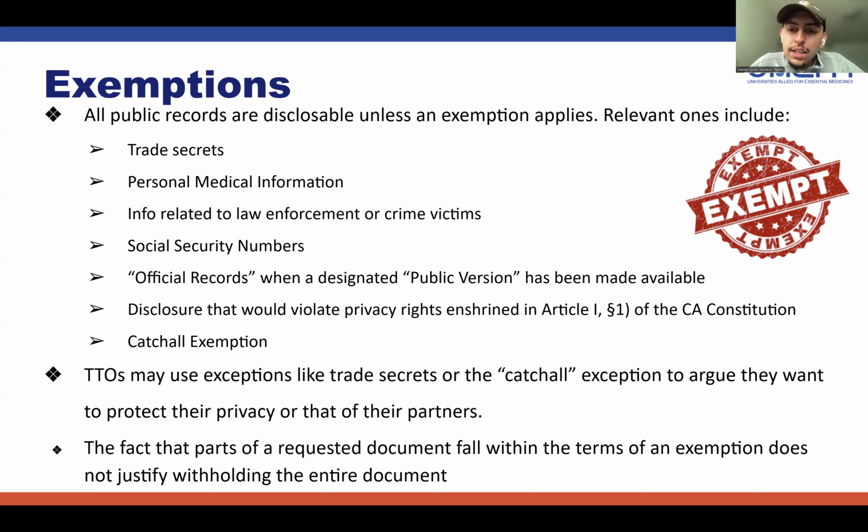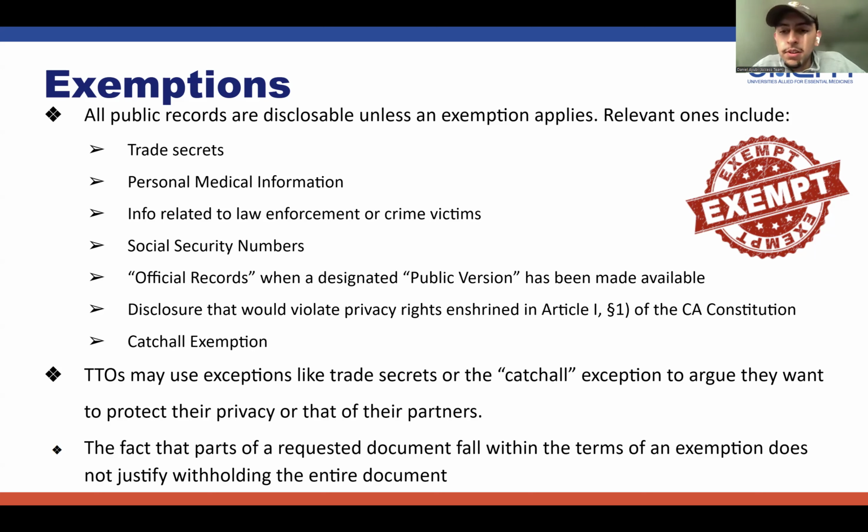A disclosure that would violate privacy rights enshrined in the California Constitution, and a catch-all exemption. The catch-all exemption, I'm also going to get into that later, but it's one of the common exemptions that TTOs are going to use as well. So trade secrets and the catch-all exemption, those are the two that the TTOs are most likely to use to argue that they want to protect their privacy or that of their partners.